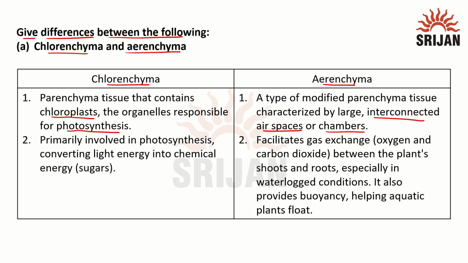the cells. Chlorenchyma's primary function is photosynthesis, as it has chloroplast which helps in converting light energy into chemical energy, that is the sugar glucose. Aerenchyma, since it can trap more air molecules, facilitates gaseous exchange, that is oxygen and CO2, between plants' shoots and root, especially in waterlogged conditions. It also helps in providing buoyancy in case of aquatic plants so that they can float.